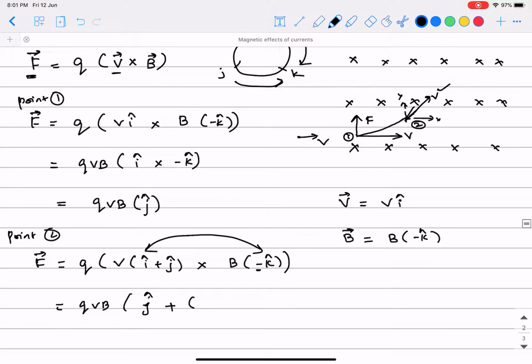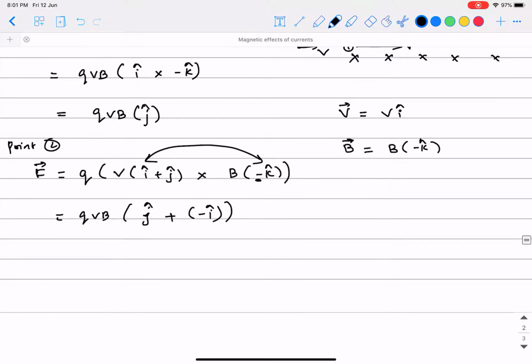Here it is going to be with a minus sign because you have minus k cap. So it will be j cap minus i cap. So the force is qvB into (minus i cap plus j cap). So what is the meaning of it?